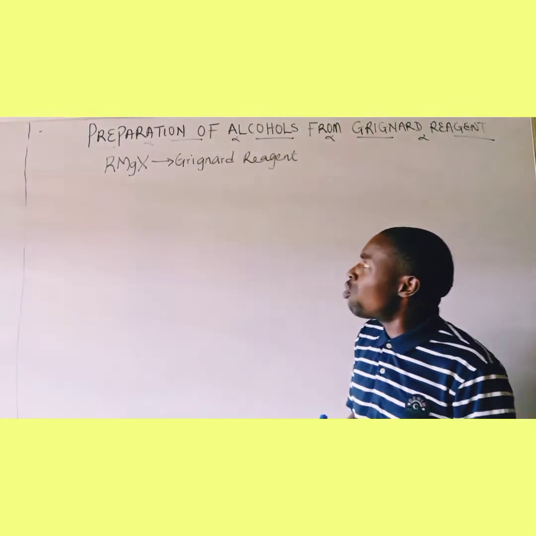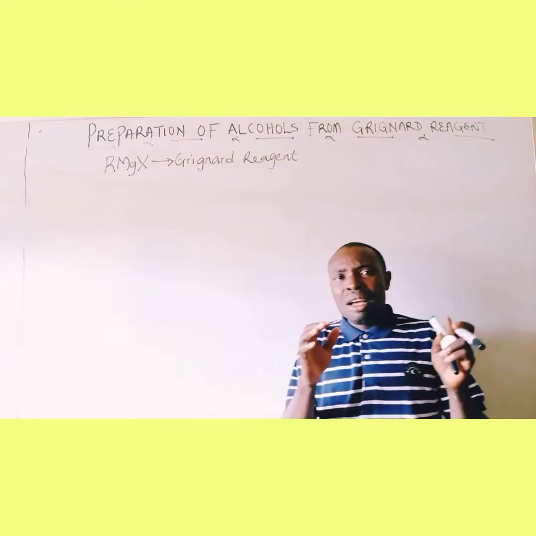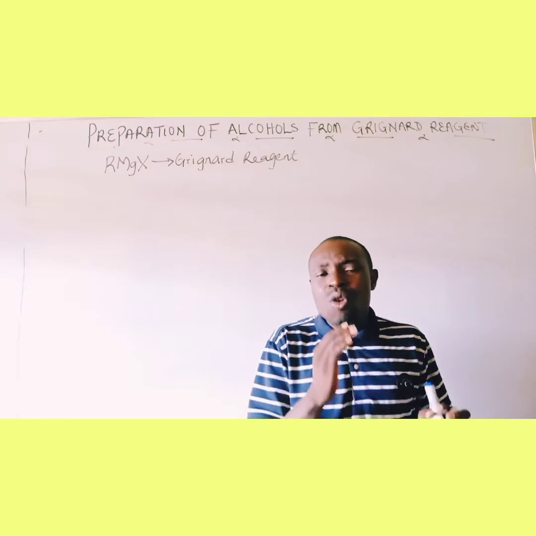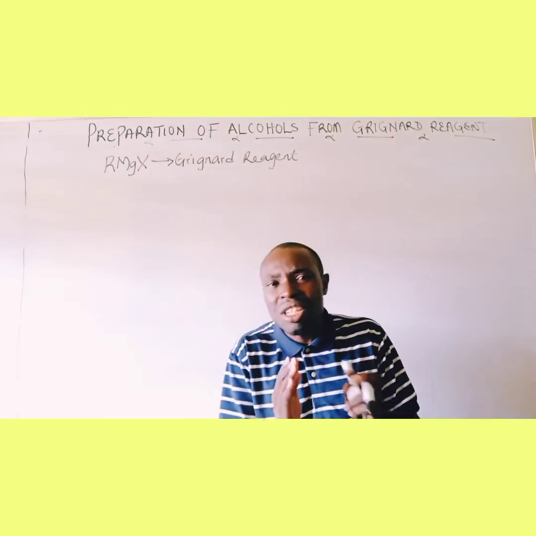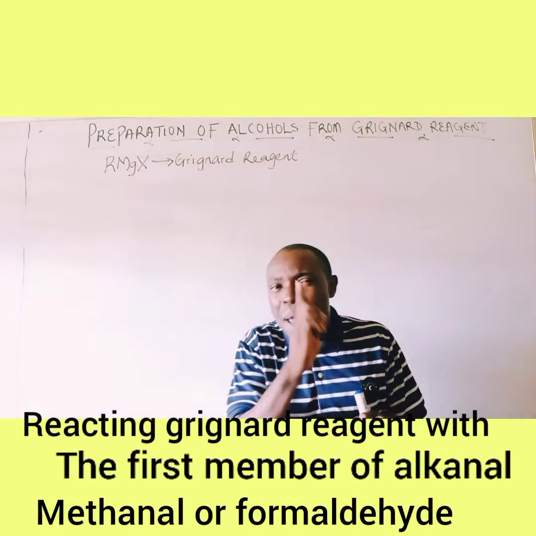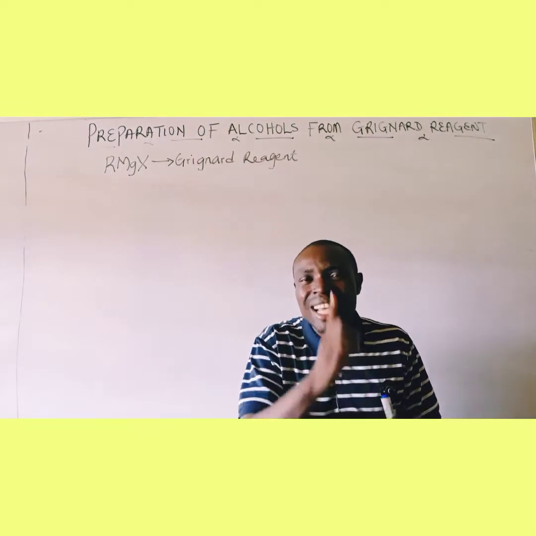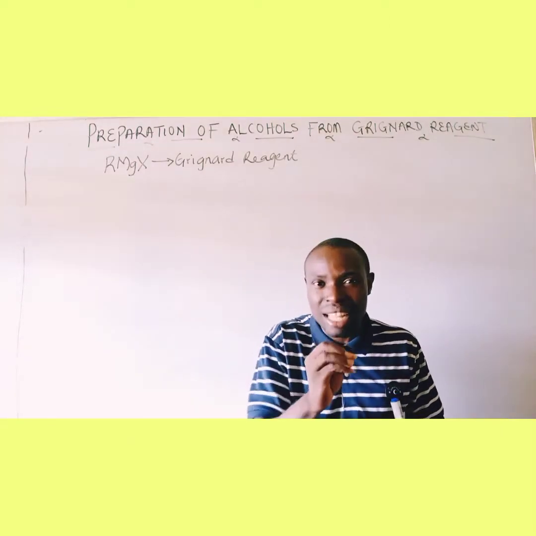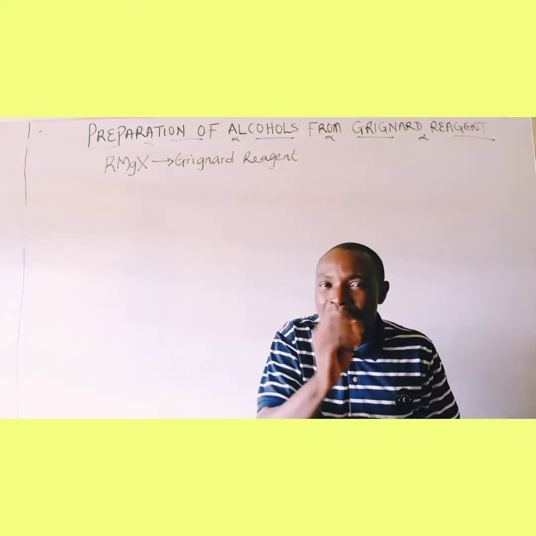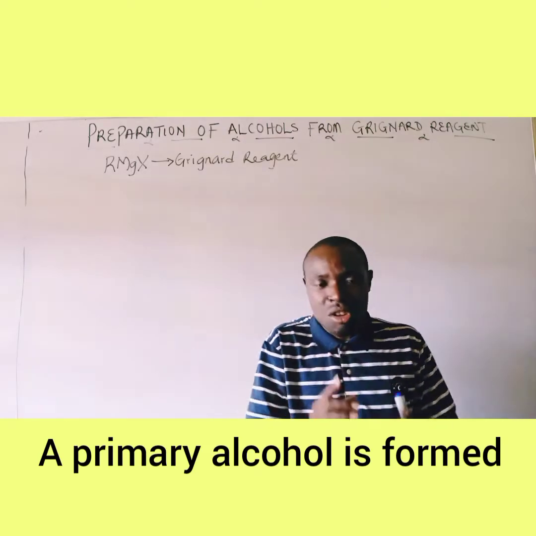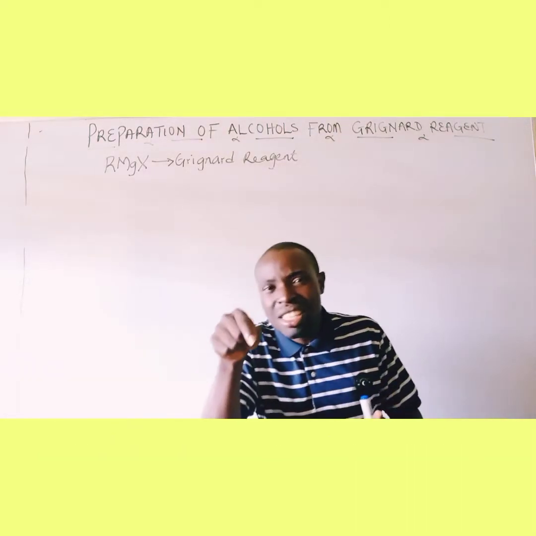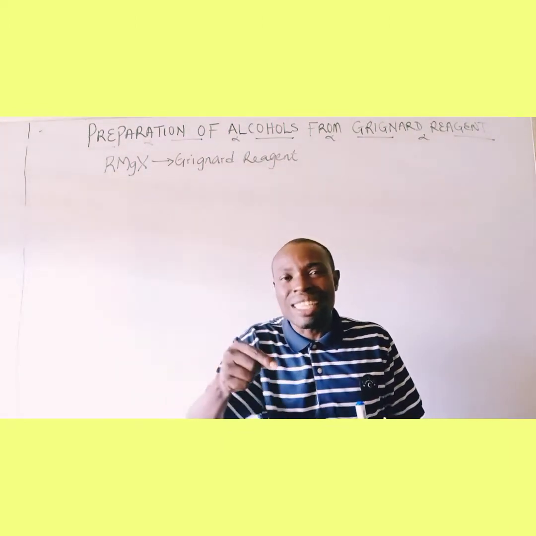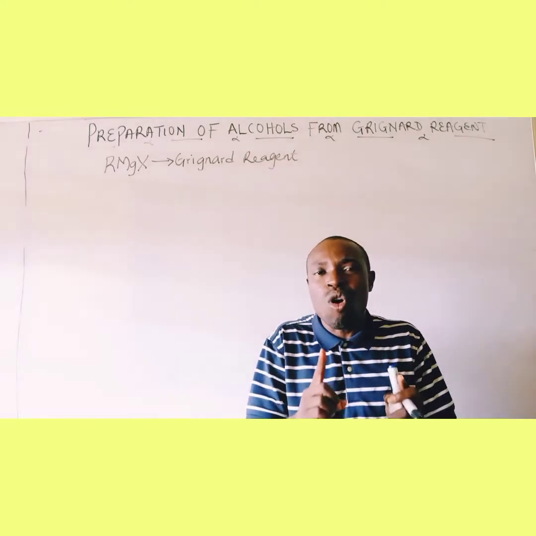Now we move ahead quickly to how these alcohols are produced. When we react the Grignard reagent with the first member of the alkanal, or aldehyde, which is methanal, we get a primary alcohol. I repeat, reaction of the Grignard reagent with methanal, the first member of the alkanal, forms a primary alcohol.